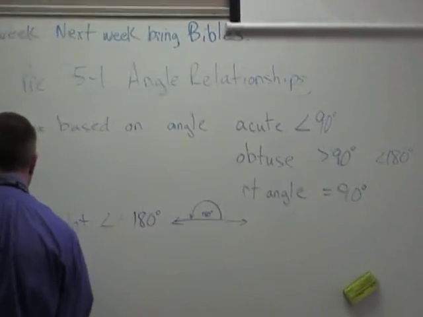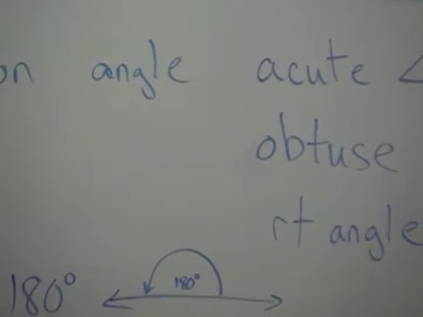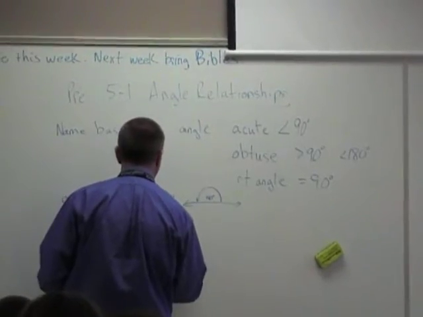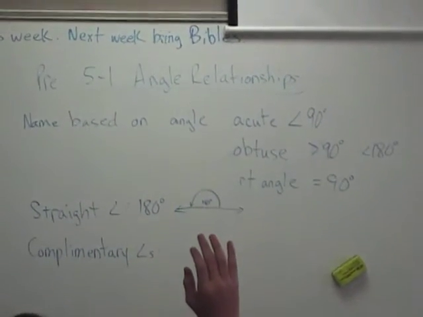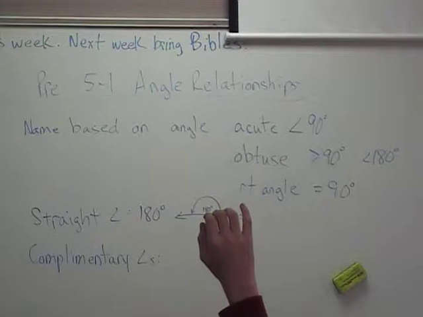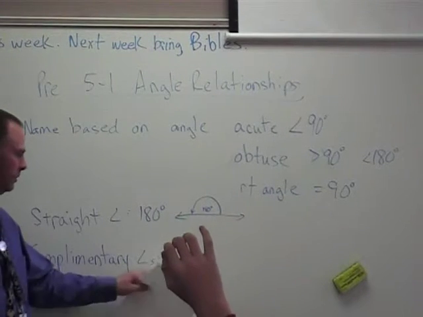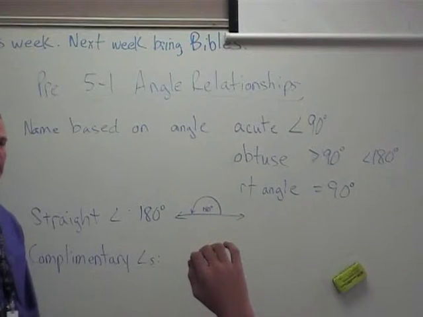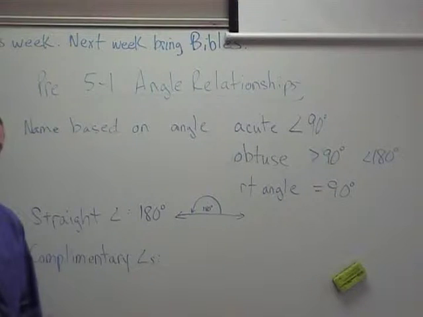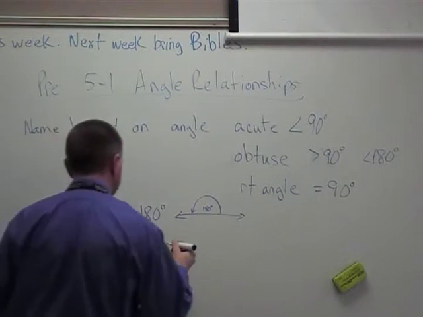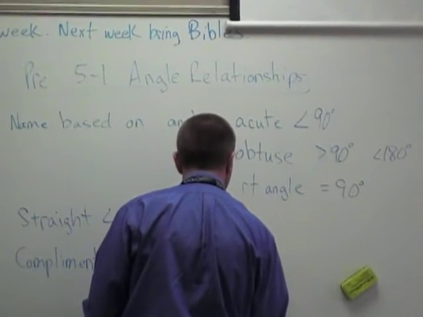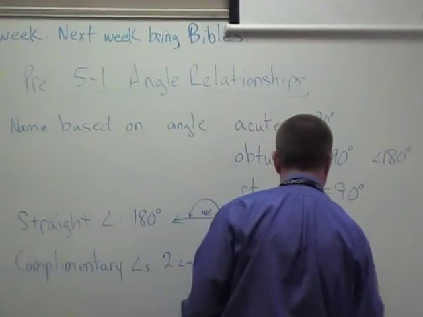All right, next. You have to memorize this. Complementary angles. Write it down, then by show of hands, who knows what complementary angles are? When the angles add up to 90 degrees. Yep, two angles measuring 90 degrees. So here's an example.